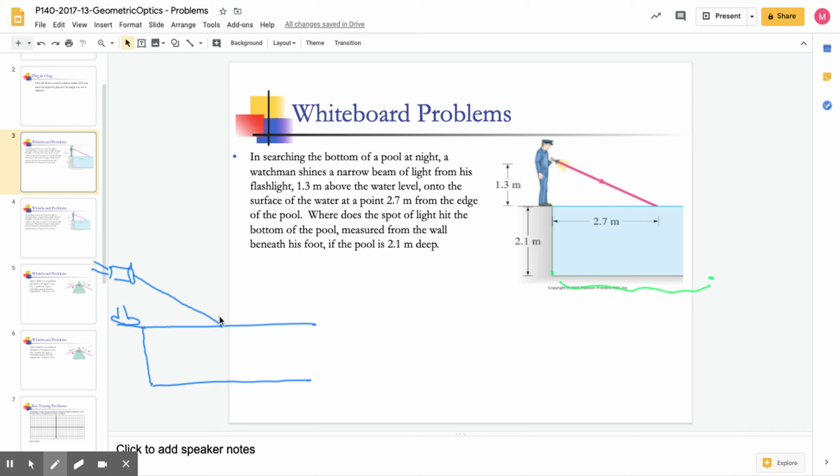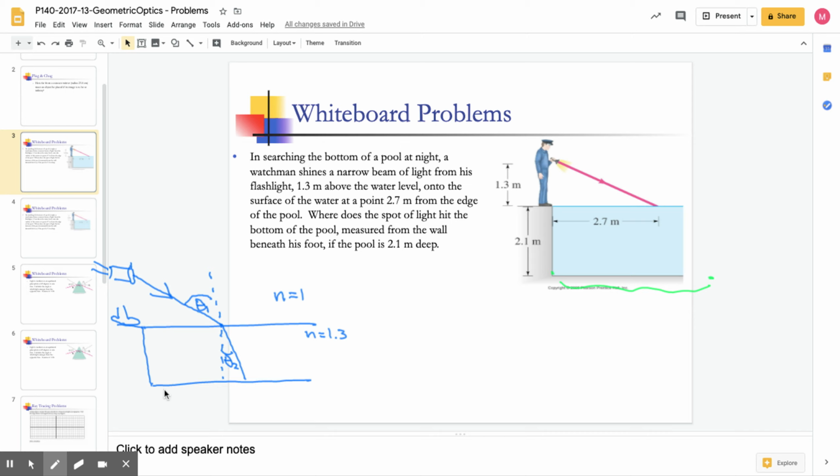The first thing to do with refraction is to make the normal. The normal is the most important thing because people usually make the mistake of drawing the angle with respect to the surface and not the normal. So this is my incident angle, theta 1. The beam is coming through air, so n equals 1, and this is water, so n equals 1.3. Whenever light goes from less dense to more dense, it bends towards the normal. I'm going to exaggerate that. So this right here is my theta 2.